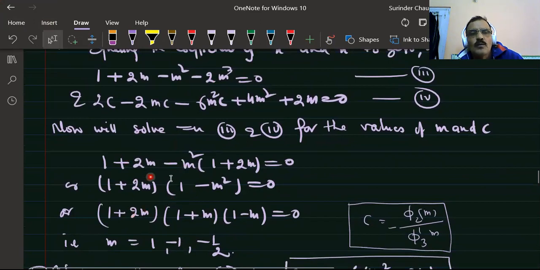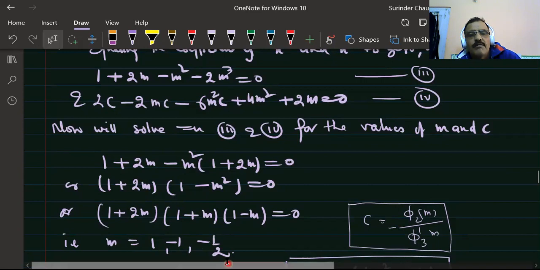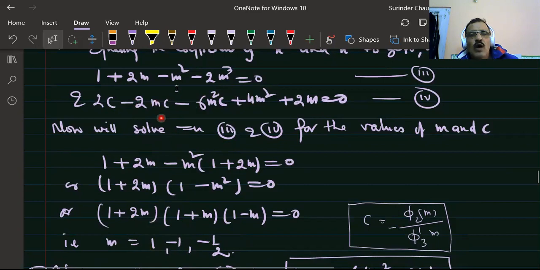After factorization, or we can also apply Horner's method of synthetic division, find the roots. We got the roots 1, minus 1 and minus half. They are the three distinct roots. Now substitute the value of m in the second equation, m equal to 1, m equal to minus 1, m equal to minus half, and we will get the three values of c.